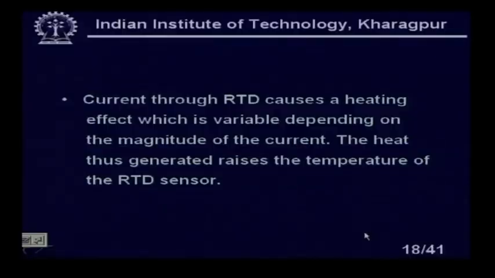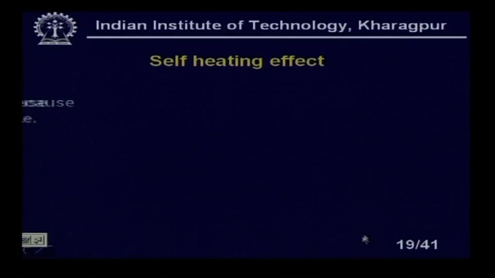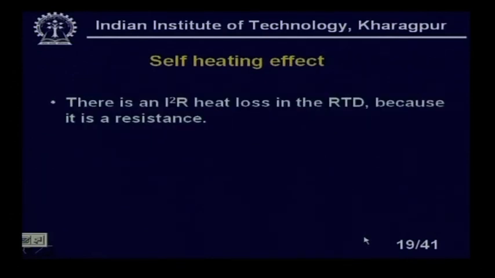Now, current through the RTD causes a heating effect, which is variable depending on the magnitude of the current. The heat thus generated raises the temperature of the RTD sensor. This is the self heating effect. There is an I square R heat loss in the RTD, obviously, as in any resistance, and this self heat is called the self heating effect. You cannot avoid it.